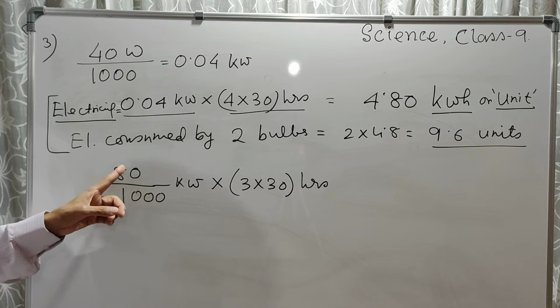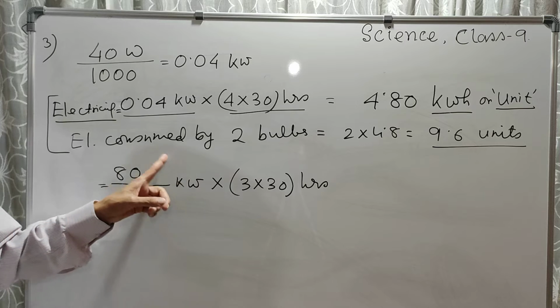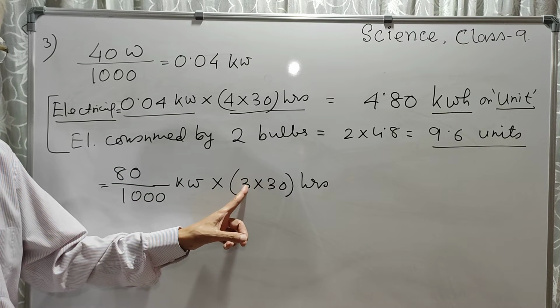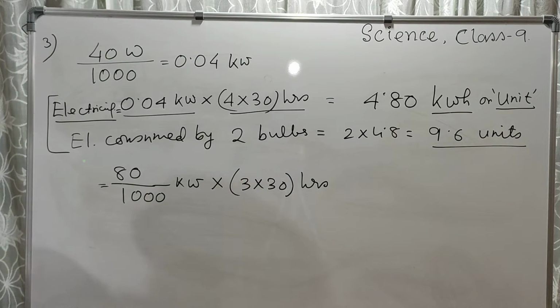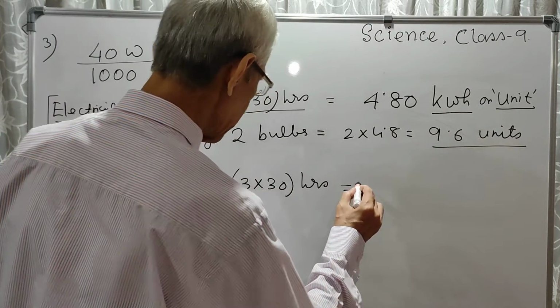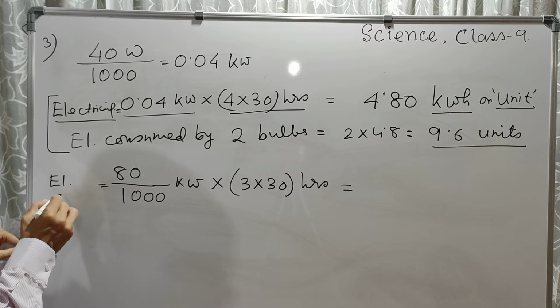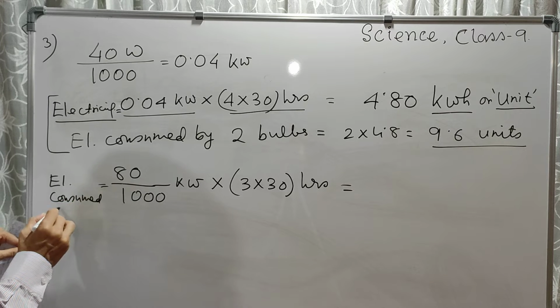So one fan of 80 watt. 80 watt means 80 by 1000 kilowatt. So this is the power of one fan, and this fan is used 3 hours daily for a month. That means 3 into 30, that is 90 hours. All right. So this will be the electricity consumed by the fan.